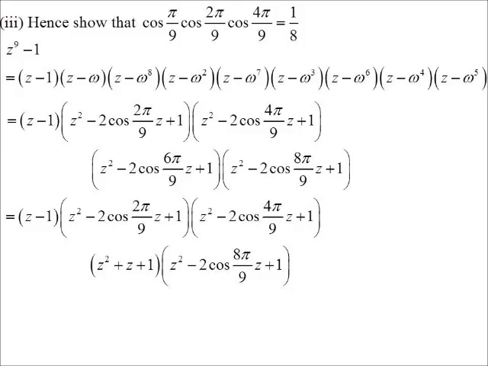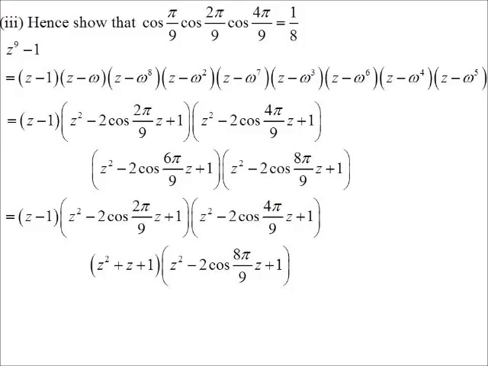All right, I now have an expression. I want to come up with cos pi on 9 times cos 2 pi on 9 times cos 4 pi on 9. And I've got some of that there. I've got 4 pi on 9. I've got 2 pi on 9. Oh, I've got 6 pi on 9. I've got 8 pi on 9. Some of that we can work out.